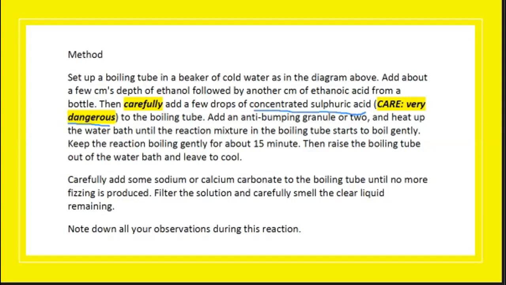Add an anti-bumping granule or two and heat up the water bath until the reaction mixture in the boiling tube starts to boil gently. Keep the reaction boiling gently for about 15 minutes, then raise the boiling tube out of the water bath and leave it to cool. Carefully add some sodium or calcium carbonate to the boiling tube until no more fizzing is produced, and then filter the solution and carefully smell the clear liquid that is remaining.